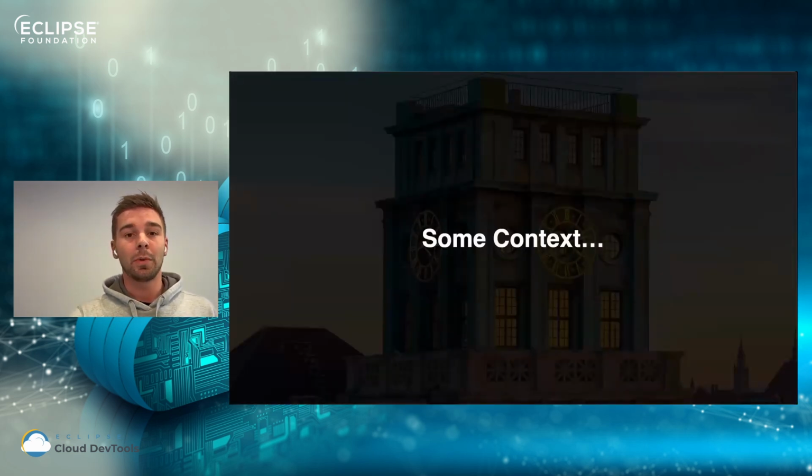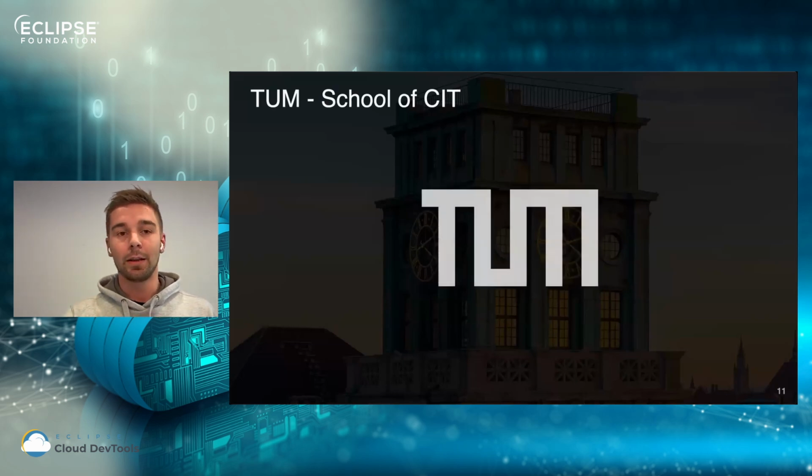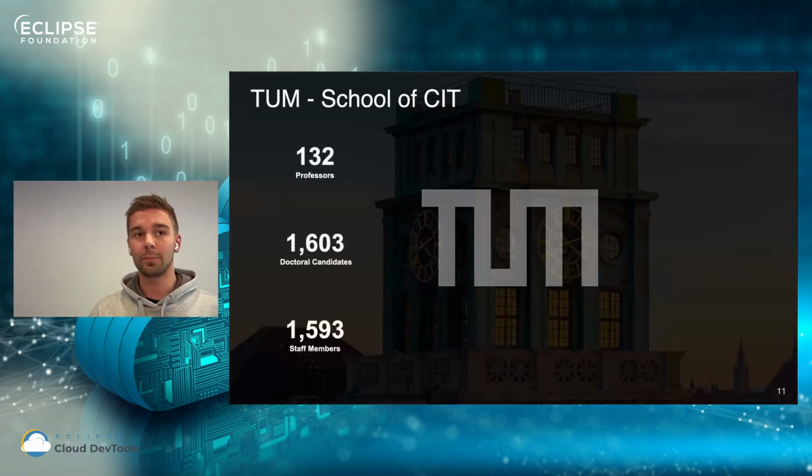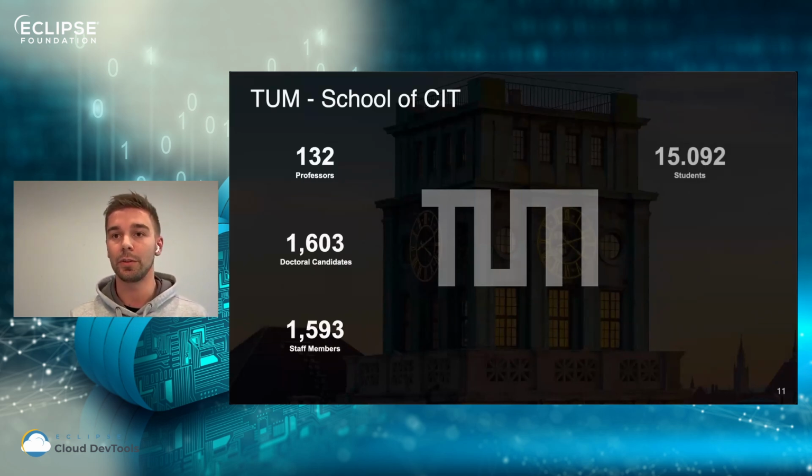So to give you some context, what will we talk about today? We are the Technical University of Munich, in the School of Computation, Information and Technology. We are a big university based in Munich, Germany, and today we will only look at the computer science department and the school that it is located in. In this school, we have 130 plus professors. We have plenty of doctoral candidates, over 1,600, and equally as many staff members, so non-academic people who are making everything possible for the students.